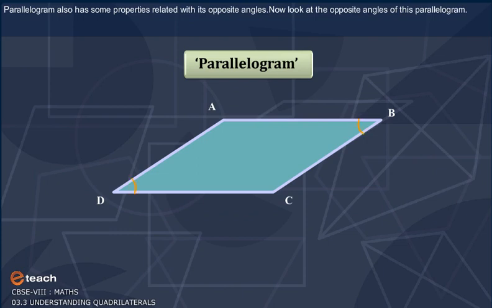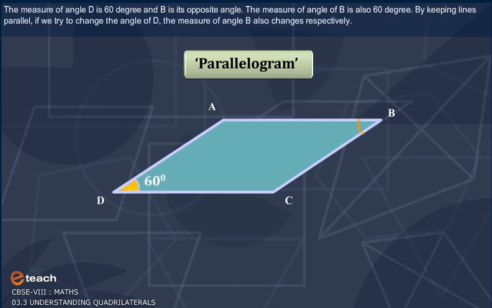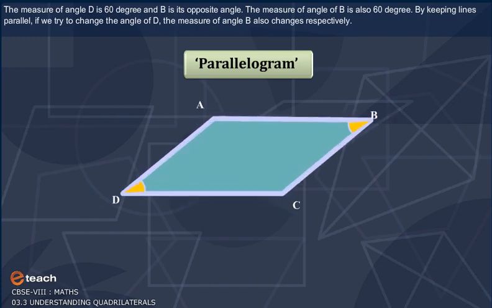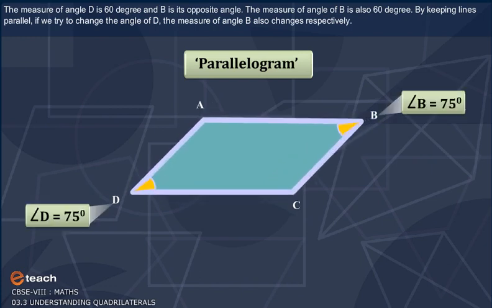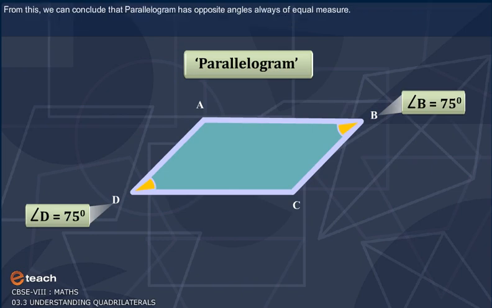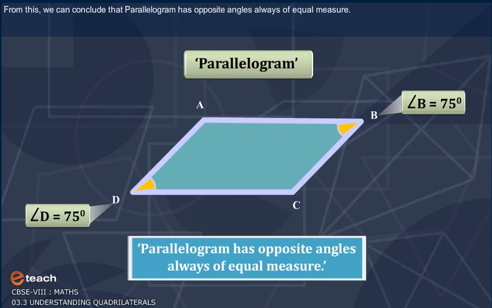Now look at the opposite angles of this parallelogram. The measure of angle D is 60 degrees and B is its opposite angle. The measure of angle B is also 60 degrees. By keeping the lines parallel, if we try to change the angle of D, the measure of angle B also changes respectively. From this, we can conclude that a parallelogram has opposite angles always of equal measure.